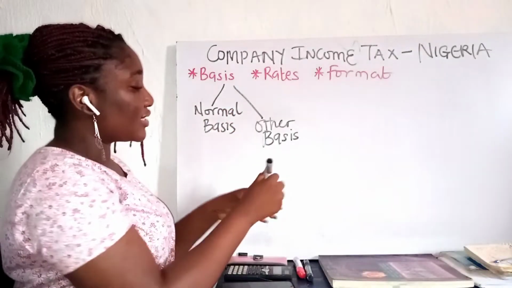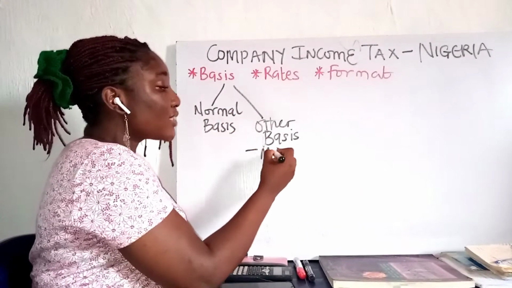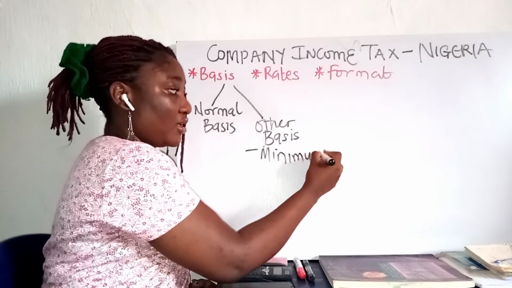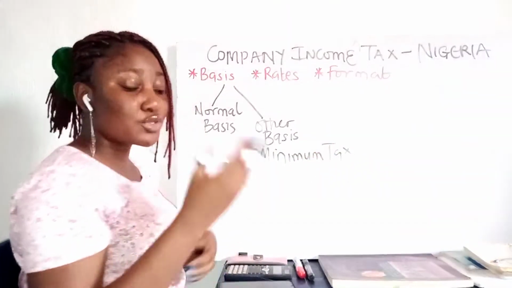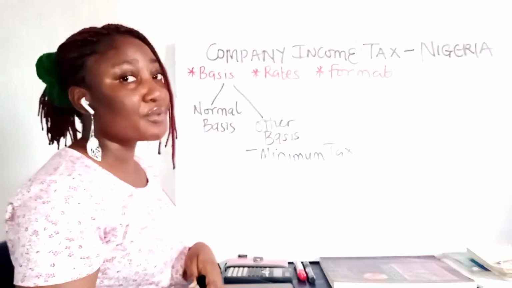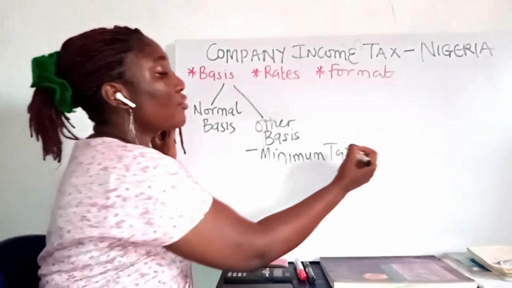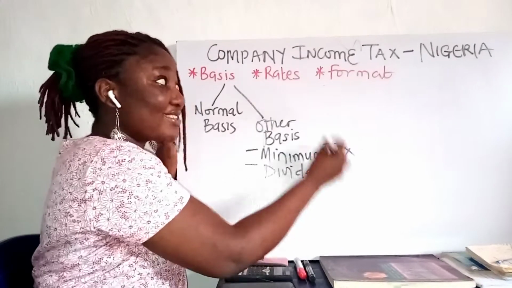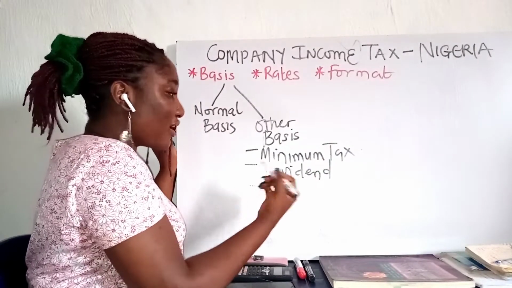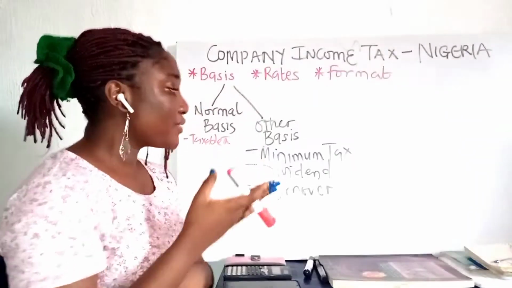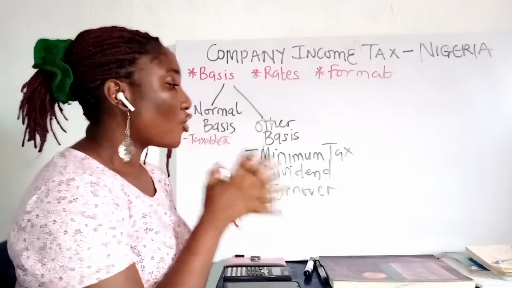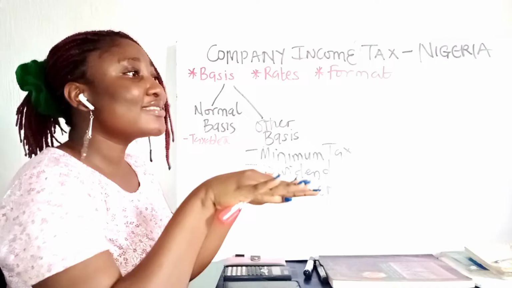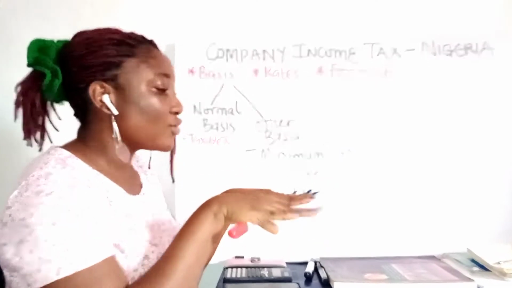Now under the other basis, you have your minimum tax basis. I'll explain everything. This is just like an introduction before solving a question. By the way, we're going to solve a November 2018 question. So you have your minimum tax basis, you have your dividend basis of computing tax, and we also have the turnover or revenue basis. So the minimum tax basis is basically telling you to compute a minimum tax, as in this is the minimum, at least.